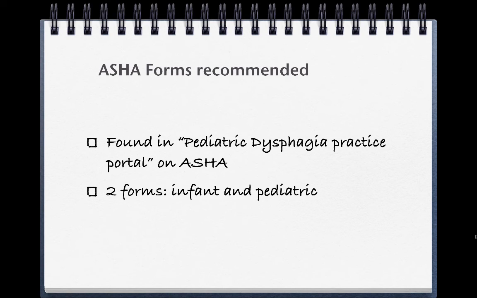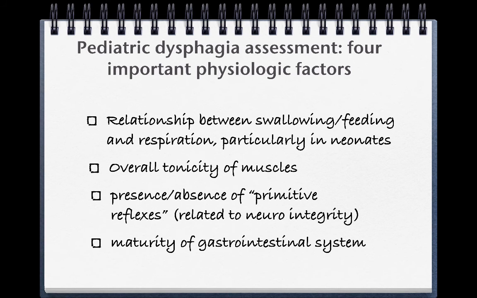There are two forms on the website. We're going to be talking in this lecture about the one for our youngest clients, and that would be for infants. The ASHA label at the top says 0 to 6 months, just so that you know that you're on the right page. I have some general topics to discuss in terms of pediatric assessment of dysphagia and feeding.